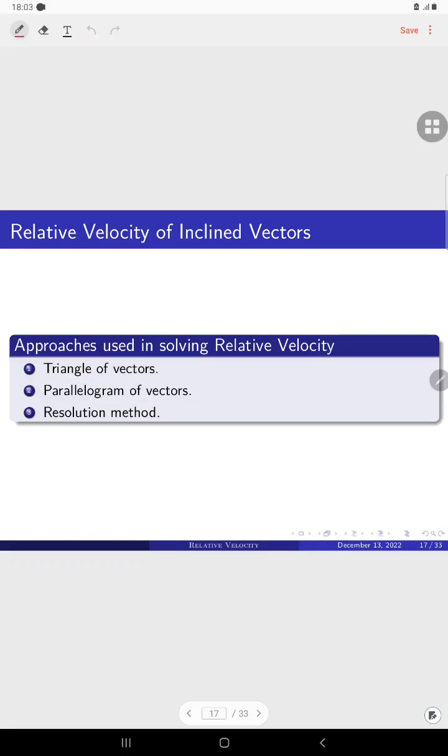Hello, welcome back, students. Let us continue our series on relative velocity. Today, we are looking at relative velocity of inclined vectors.